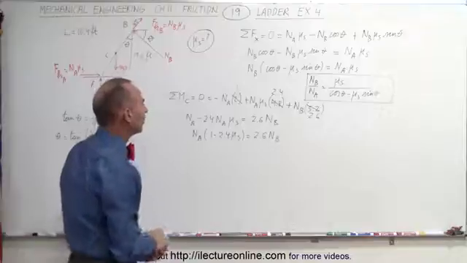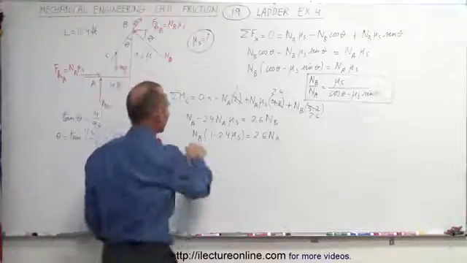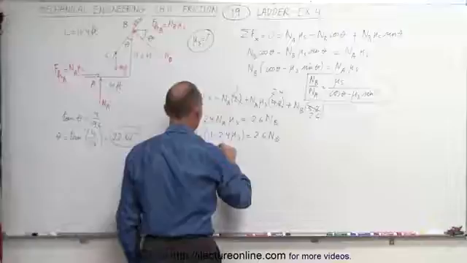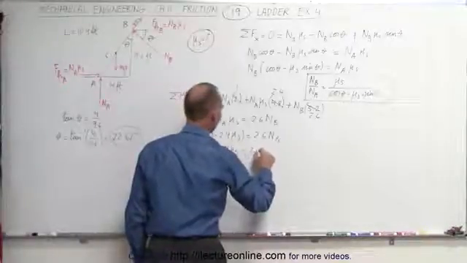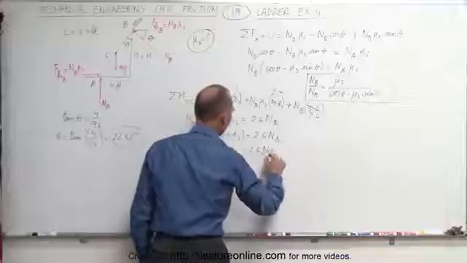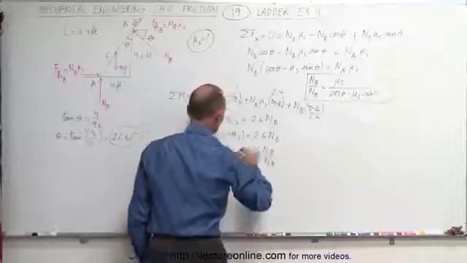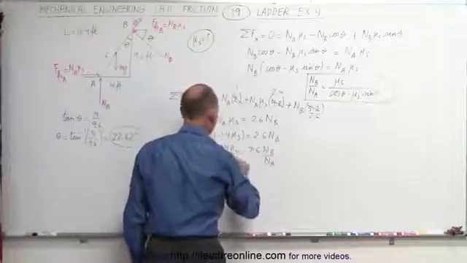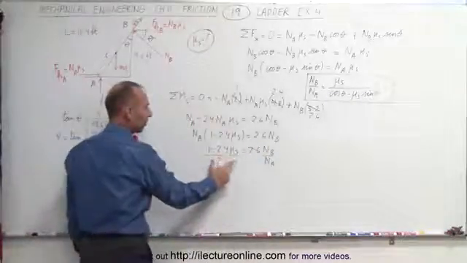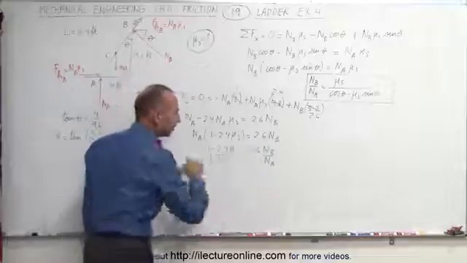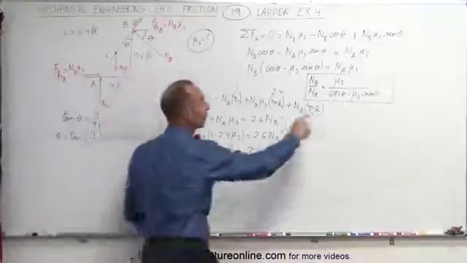And n sub b divided by n sub a. So we move n sub a over here. We get 1 minus 2.4 mu sub s is equal to 2.6 n sub b divided by n sub a. And then get rid of the 2.6, put it over here. Now we have that ratio here.